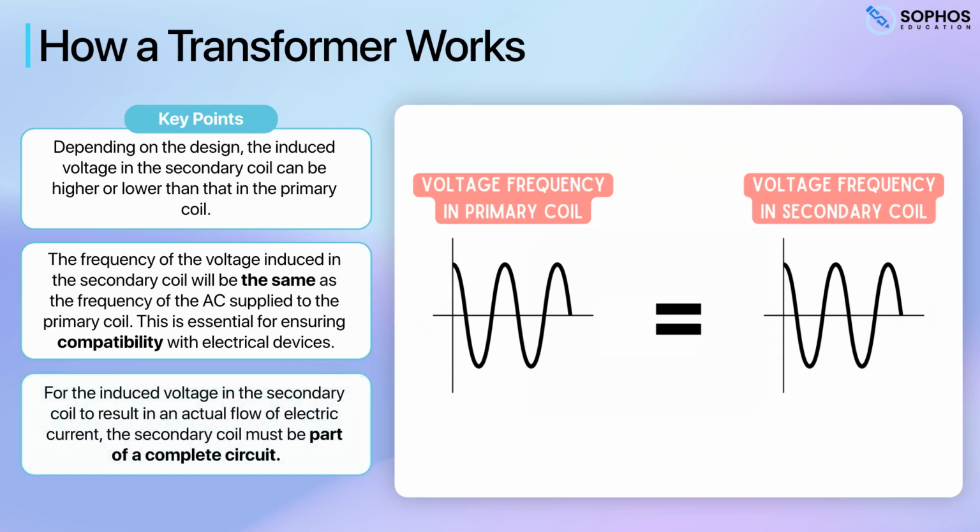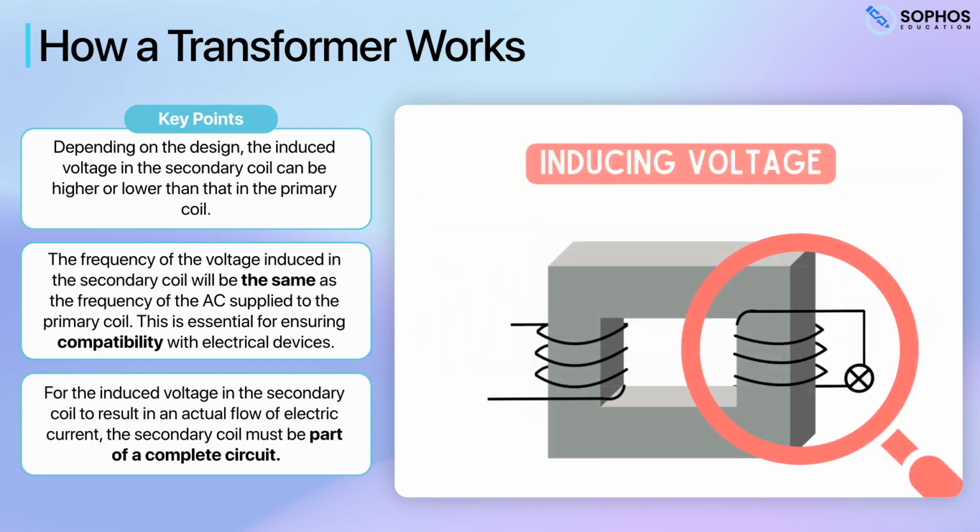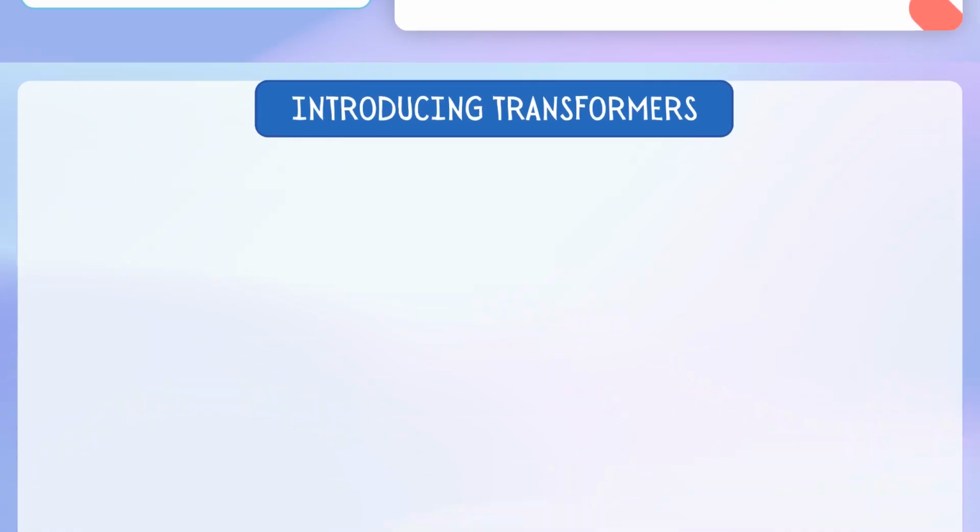Finally, for the induced voltage in the secondary coil to result in an actual flow of electric current, the secondary coil must be part of a complete circuit. If it is, an alternating current AC will flow through it, delivering power at the adjusted voltage. That completes our introduction to transformers.